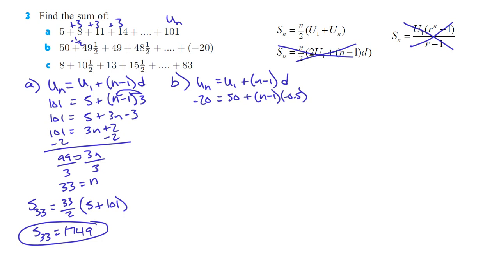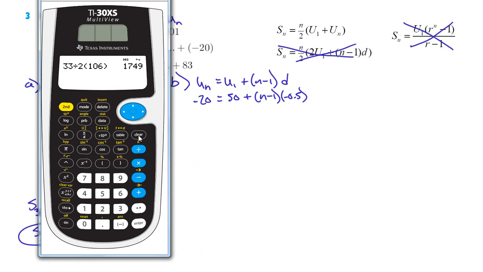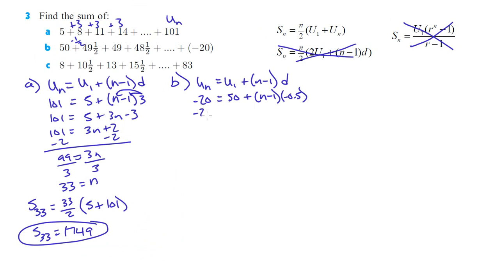Let's bring out our calculator for that. Actually, we don't need it yet, do we? Negative 20 equals 50. And then negative 0.5 times n is negative 0.5n, and then negative 0.5 times negative 1 is plus 0.5. Actually, let's combine first. So we get negative 20 equals 50 plus 0.5, which is 50.5, minus 0.5n.